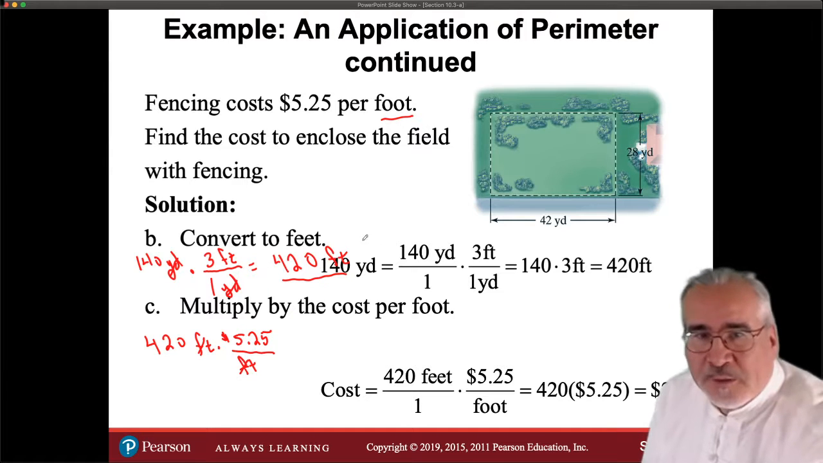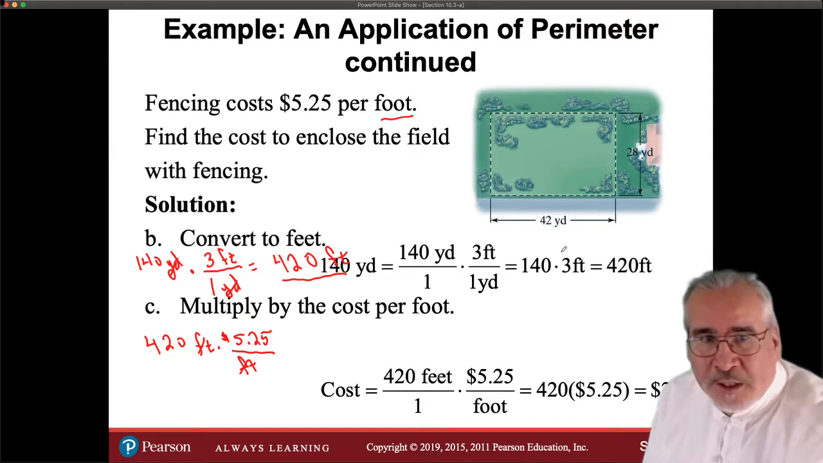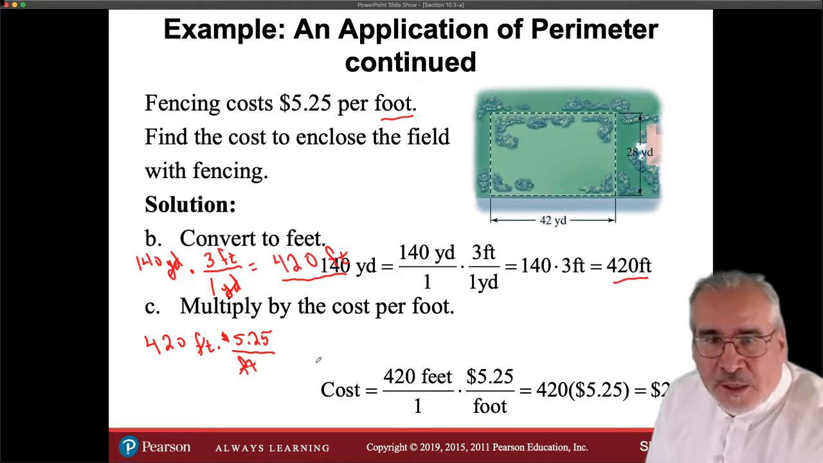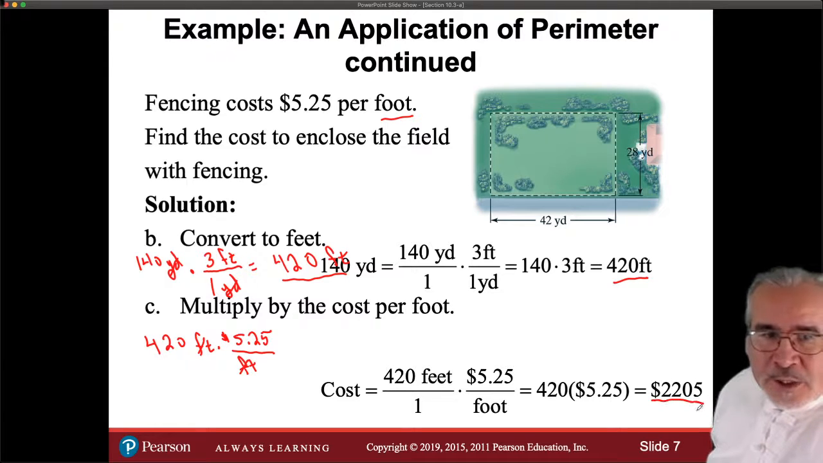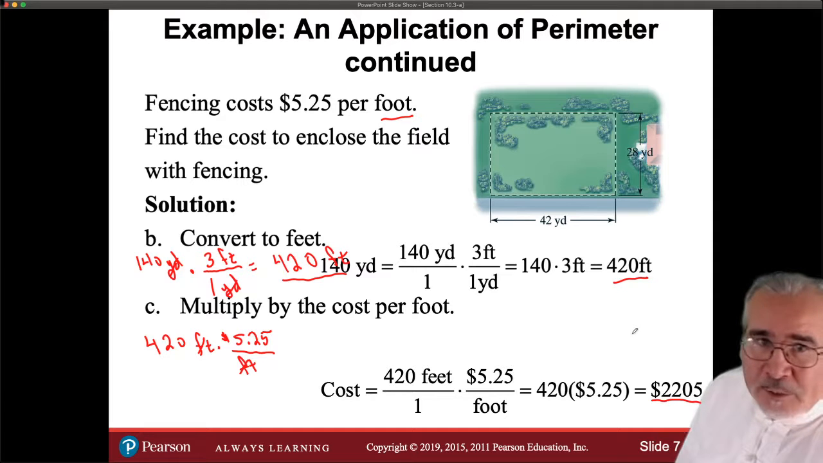Okay, so we see the calculation they did, 140 yards, they did the conversion. We've got the 420 feet, basically the same way we did. Then on the cost, 420 feet times 5.25 per foot, the feet will cancel out. 420 times 525. If we would have had our calculator with us, we would have got $2,205 for that fence. All right. So that's getting perimeter. You're going to have some other questions in the homework where, again, just add all the sides together and you'll be good to go.